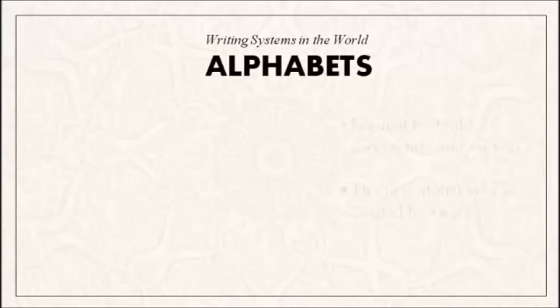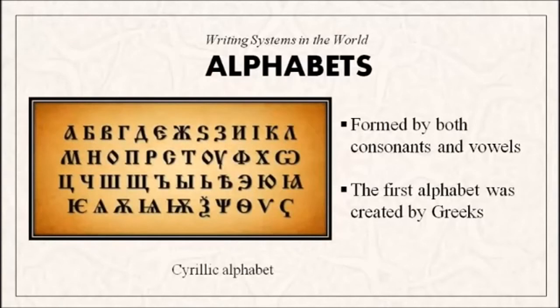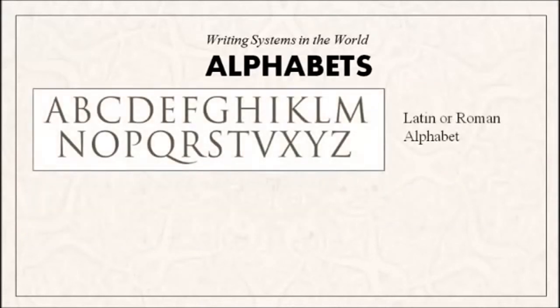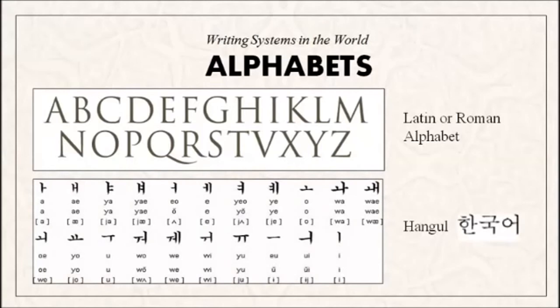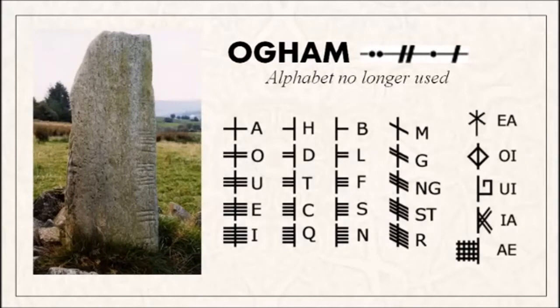Alphabets, or phonemic alphabets, are formed by both consonants and vowels. The first alphabet was created when Greeks decided to modify the Phoenician alphabet to write down their own language. Nowadays, we have alphabets such as the Latin or Roman and the Cyrillic, as well as Korean Hangul. We can mention Ogham as an alphabet that fell in disuse.